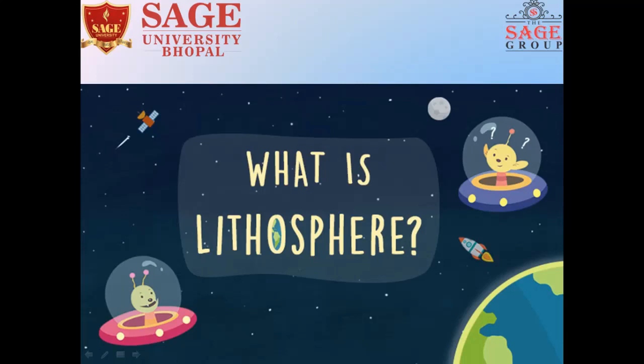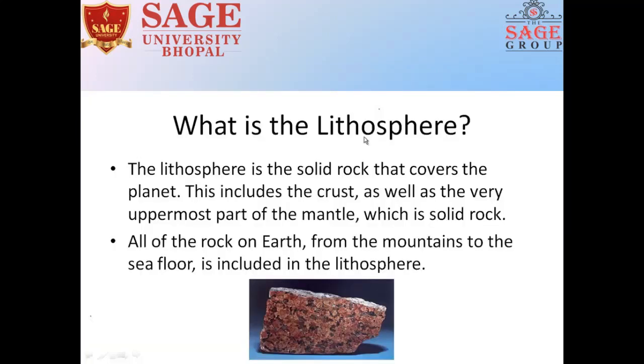What is lithosphere? The lithosphere is the solid rock that covers the planet. This includes the crust as well as the very uppermost part of the mantle, which is also solid rock. Even all of the rock on Earth, from the mountains to the seafloor, is included in the lithosphere.